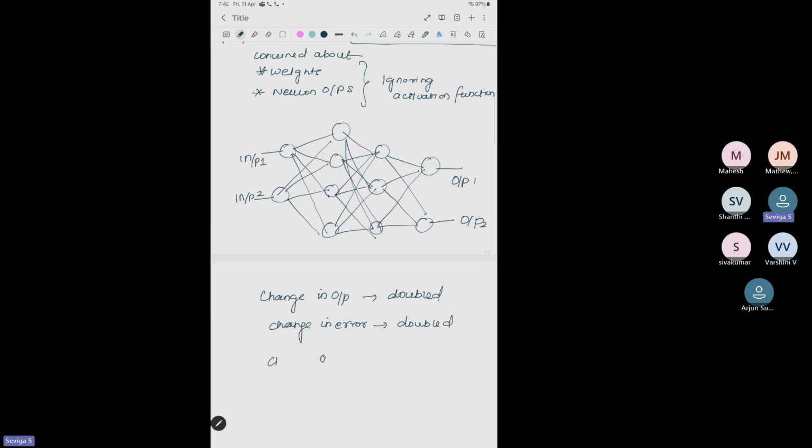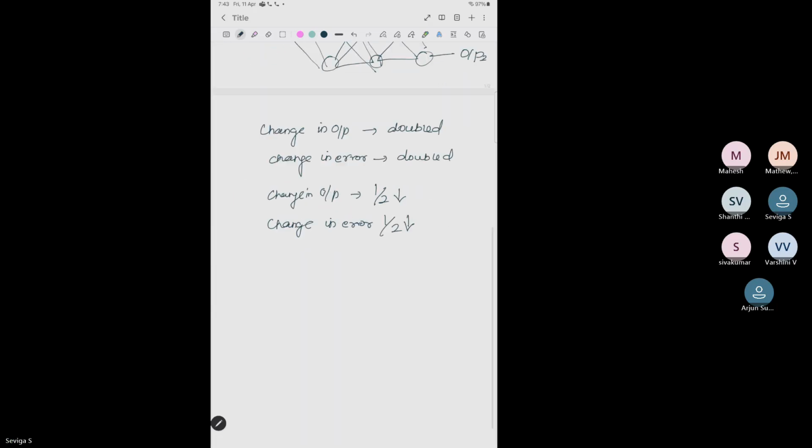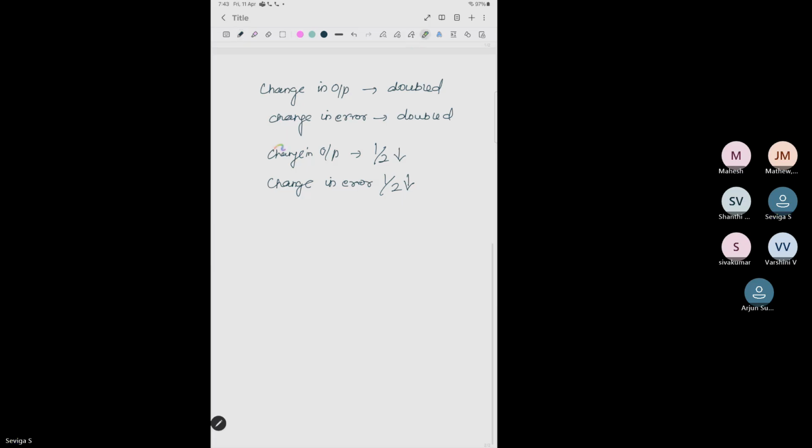Suppose the change in output is reduced by half, the change in error will also reduce by half. So you can see the connection between the change in output and the change in error. The connection between the change in the neuron's output and the resulting change in the final error is just some neuron change times some number. That number is nothing but delta.